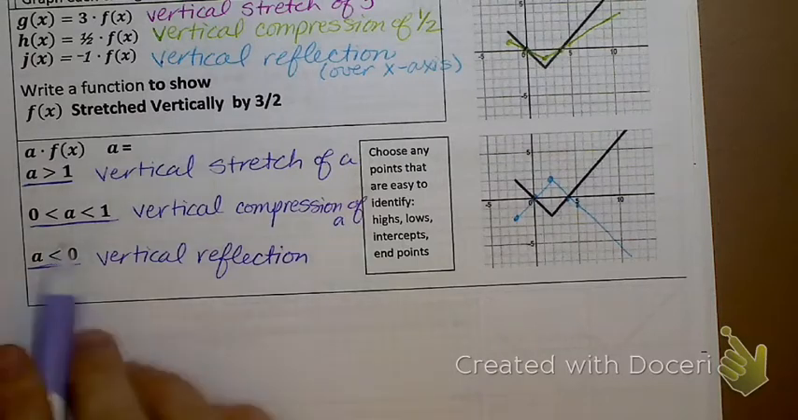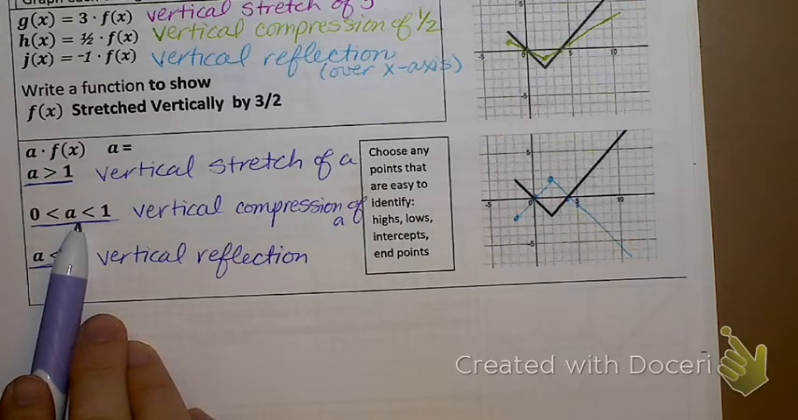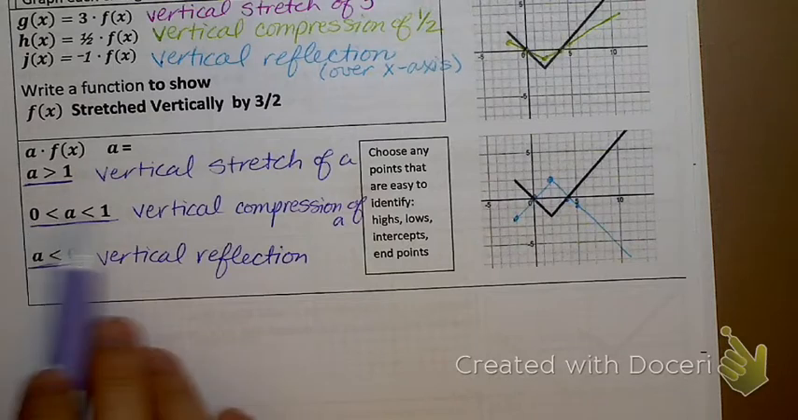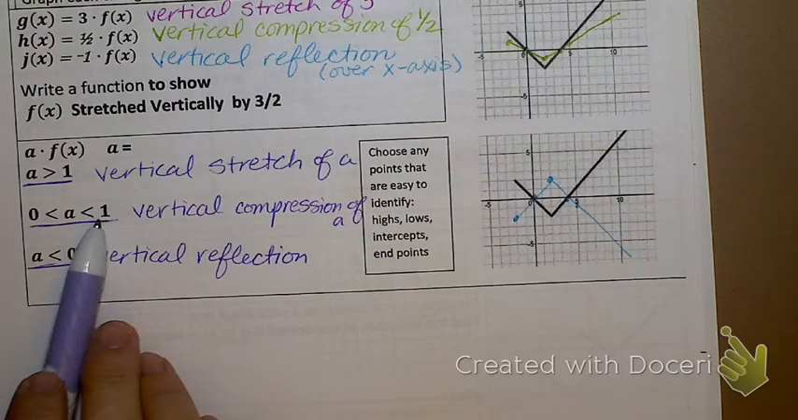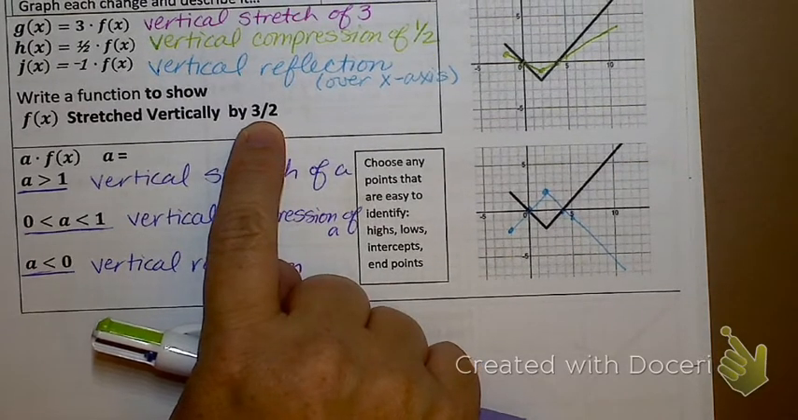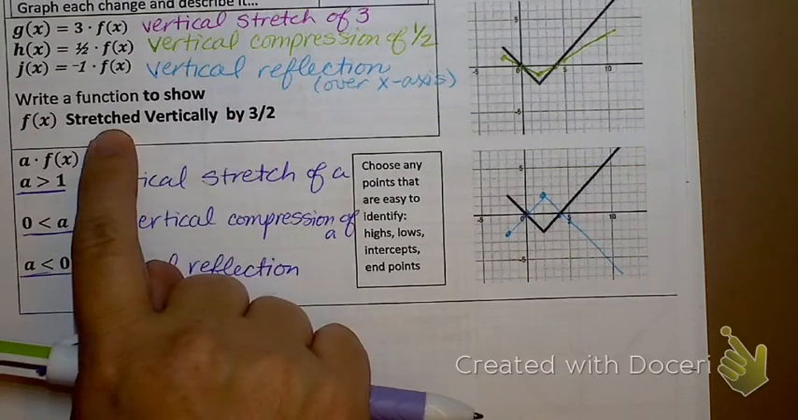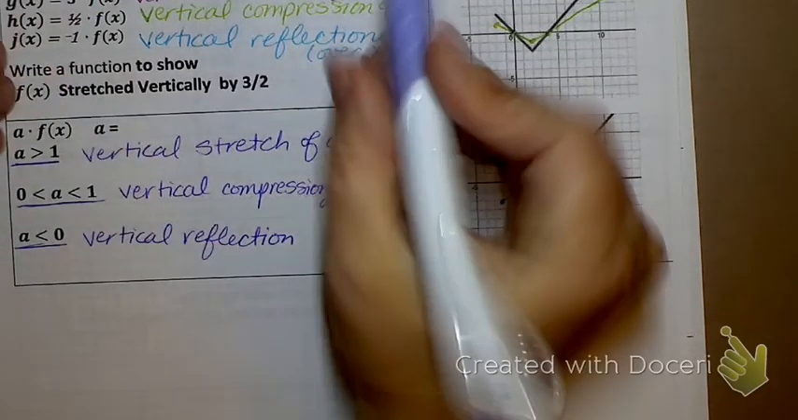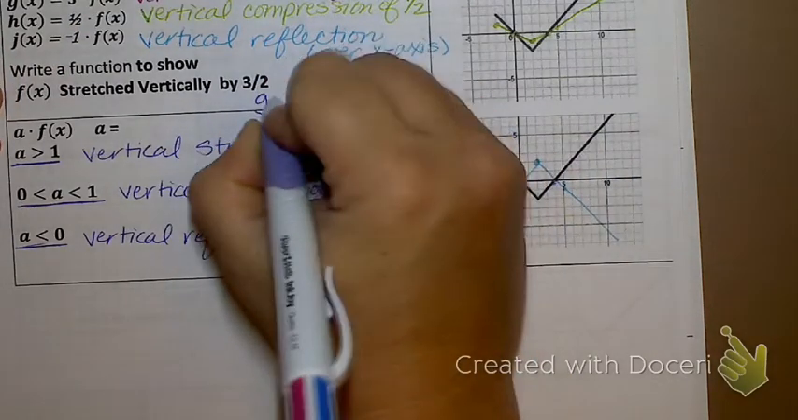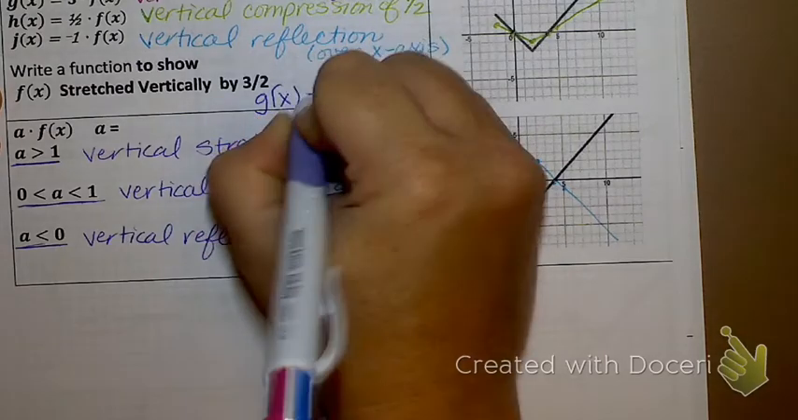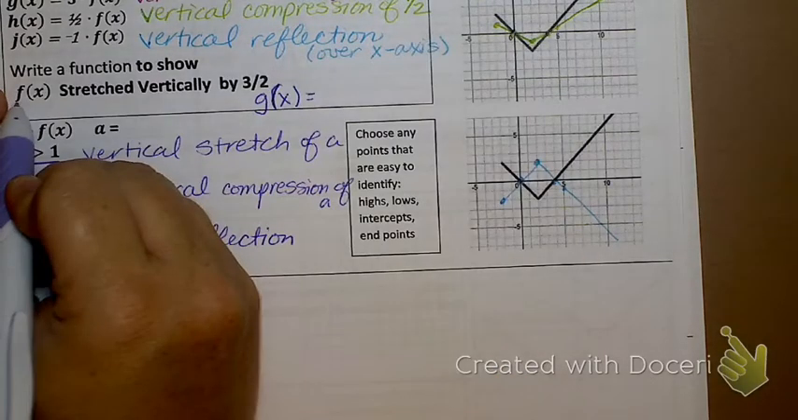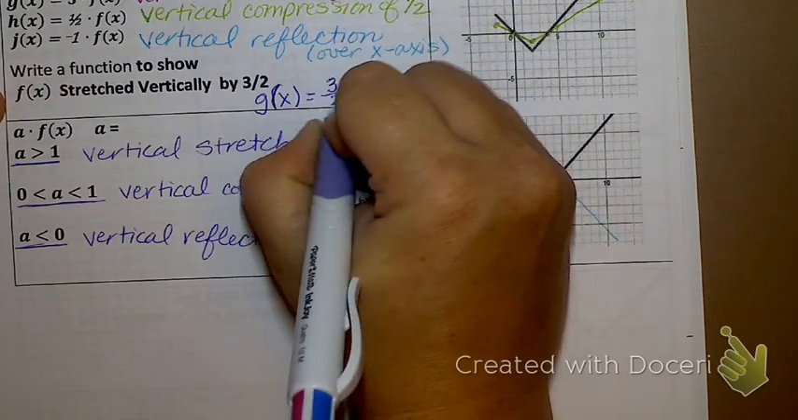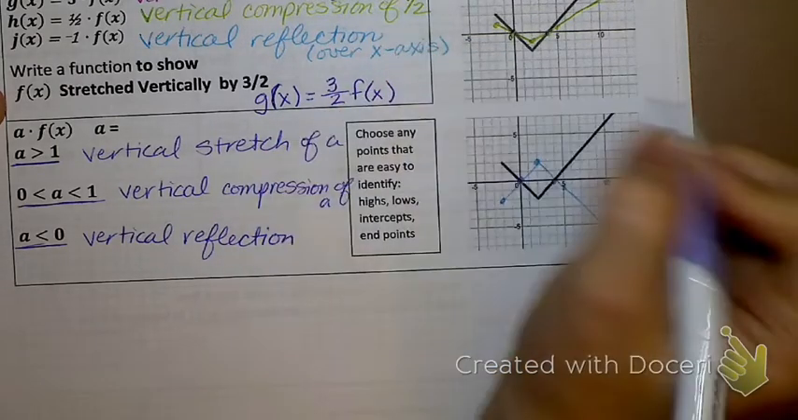Now, some people like to think, oh, if it's a fraction, that automatically makes it a compression. Not true. Because A is only a compression if it is between 0 and 1. Are all fractions between 0 and 1? No. Right here is a fraction that is not between 0 and 1, which is why it says it's a stretch. So don't get stuck with that fraction equals compression. It's all about what that fraction represents. So if I were to write a function, g of x is equal to, how would I write my equation if I wanted to show f of x stretched vertically by 3/2? Well, I need to make an a value of 3/2, and then I have f of x. That's what my function would look like.